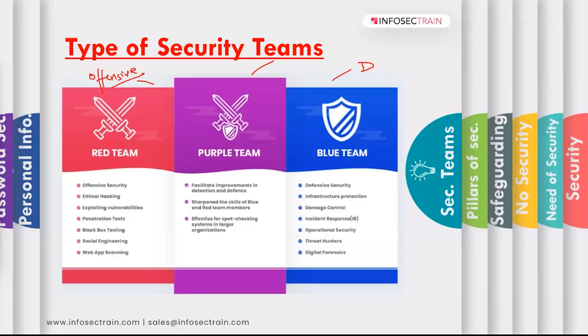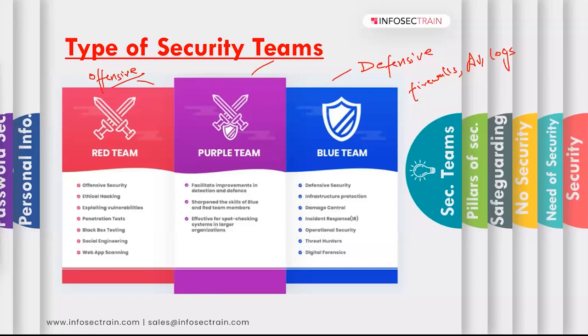Then we have the blue team. Blue teamers are the people who are working on the defensive side of security, right? So what they do, they deploy firewalls. They deploy antiviruses. They are looking at the logs every time. They are monitoring the network 24/7 so that if any malicious activity happens, they can detect it. So these are the people who defend the organization from any external attack, right?